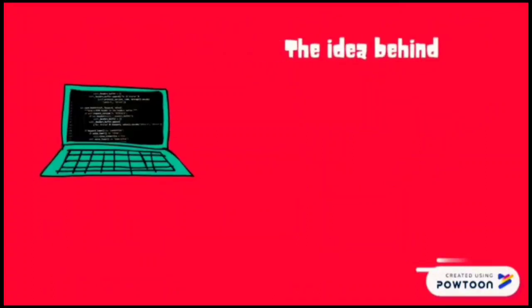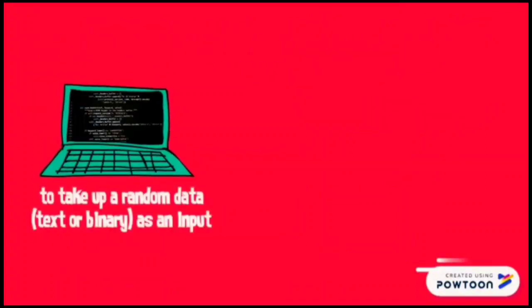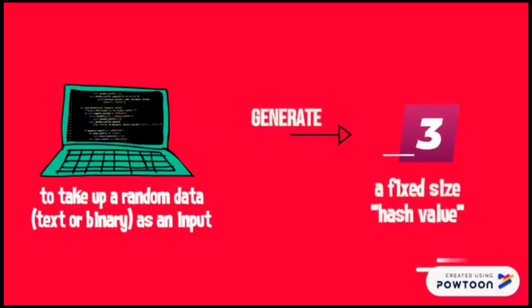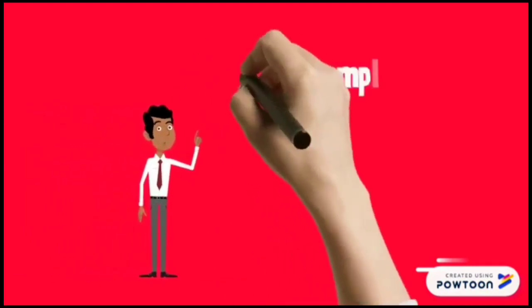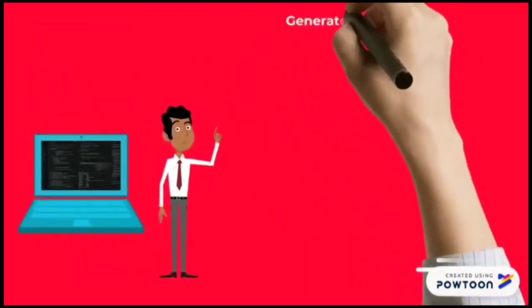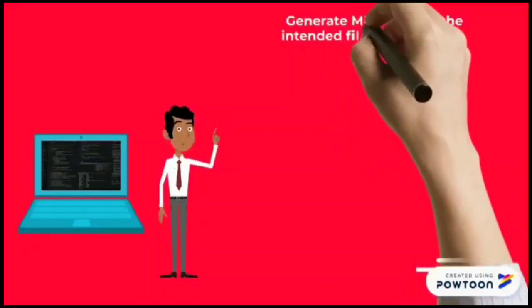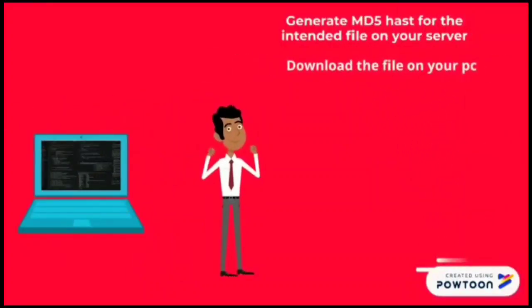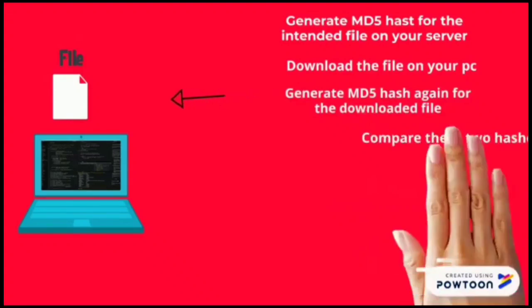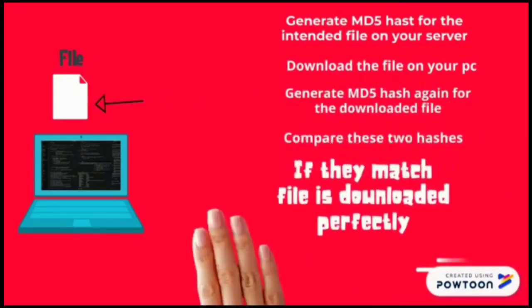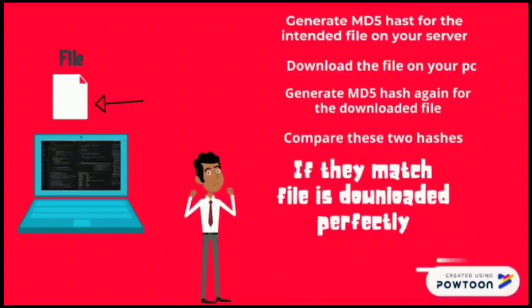The idea behind the algorithm is to take random data, text or binary, as an input and generate a fixed-size hash value. Also, the input can be of any size and any length, while the output is always fixed. One good example of MD5 is this: generate an MD5 hash for the intended file on your server. Download the file on your PC. Generate the MD5 hash again for the downloaded file. Compare these two hashes. If they match, the file is downloaded perfectly.